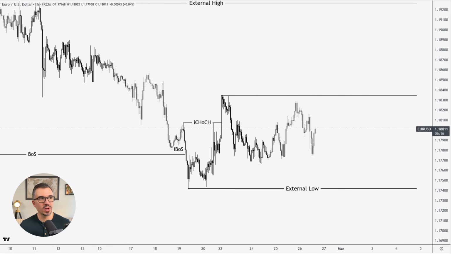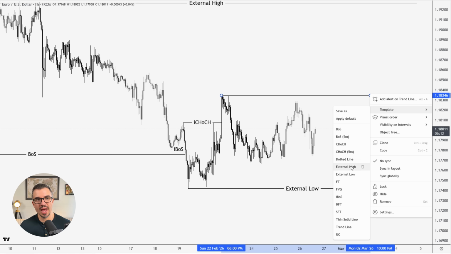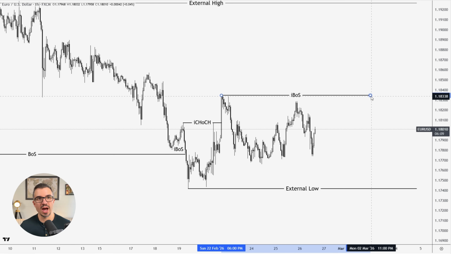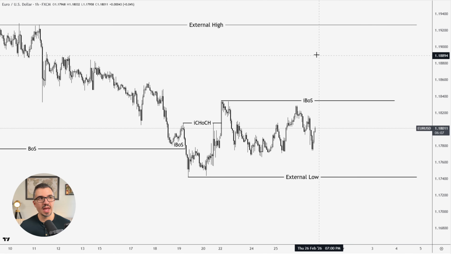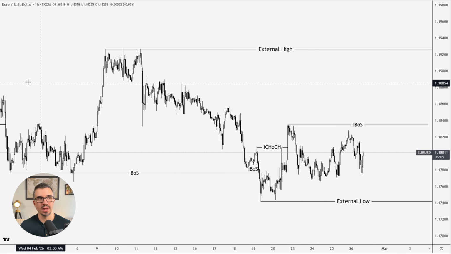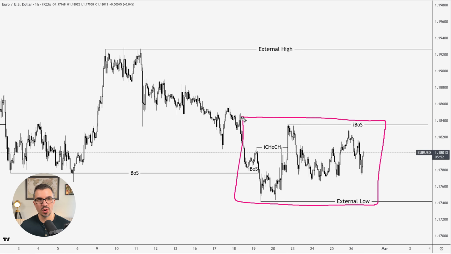Because what that would look like is, if we were to get acceptance above here, then you would essentially have this right here. You'd have another internal break of structure, and that would open up some possible buy side targets up here, possibly imbalances like this through here below that external high. But again, the whole point is that you've got to understand that what's happening right here on the chart is internal to this external structure, external highs up here, external low down here.